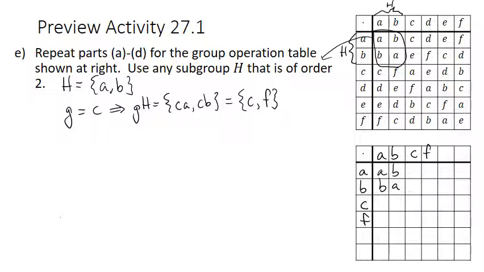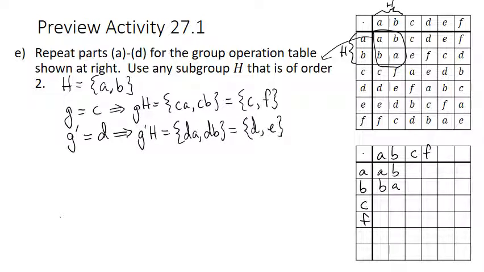And then I'm going to choose my G prime to be one of the elements I haven't seen yet, so either D or E, and I'll just go in alphabetical order and choose D. So then G prime H will be DA and DB. And so let's see, DA is going to be D, and then DB is going to be E. So these will be my last two elements here.